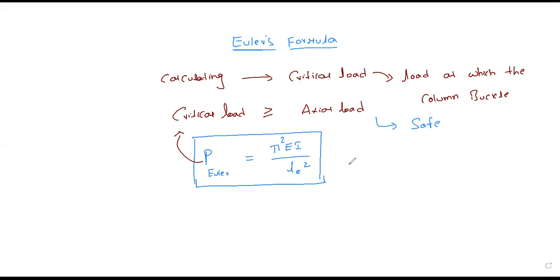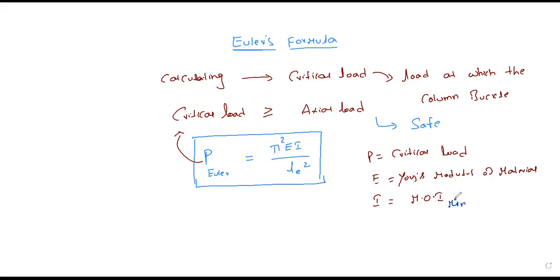So where P is your critical load and E is your Young's modulus, the Young's modulus of the material. Whatever material you use for the column, that is your Young's modulus. And I is your moment of inertia. Which moment of inertia? Is it maximum or minimum? Minimum, sir. Very good. You have to consider the minimum moment of inertia.